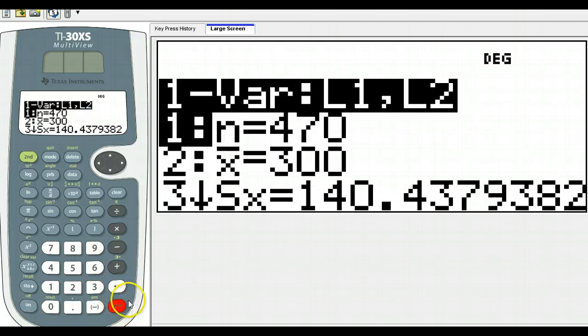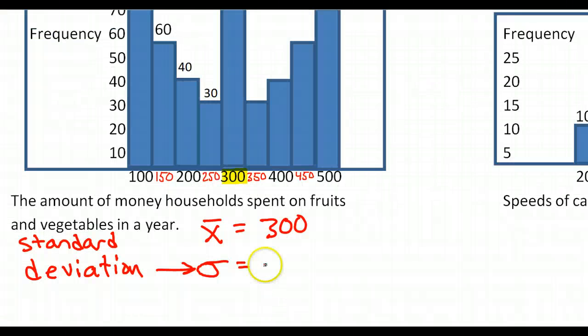Hit enter again. Look how many numbers there were. This N tells us, including the frequencies, how many numbers we're really dealing with. So if we had to type these numbers in a calculator separately, we would have had to type in 470 separate numbers. Obviously that would have been impossible. Well, you know, not impossible, but impractical. X bar, there's our mean. We already knew it was 300, but this confirms it.